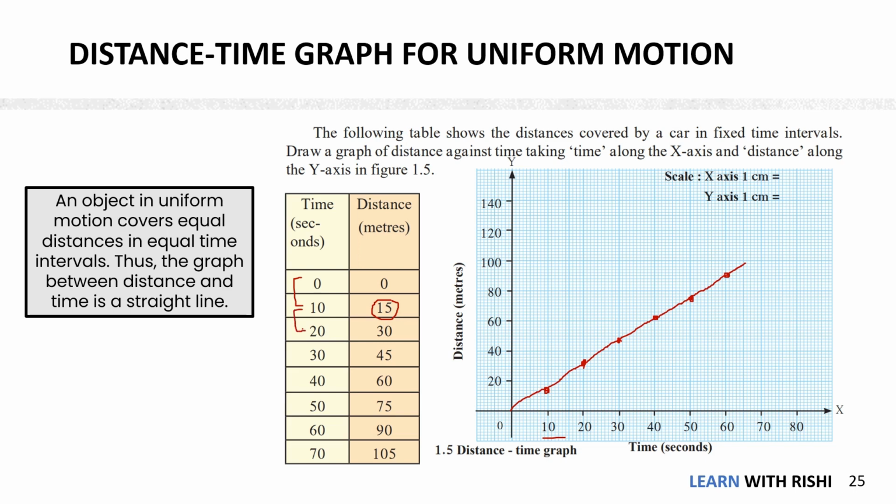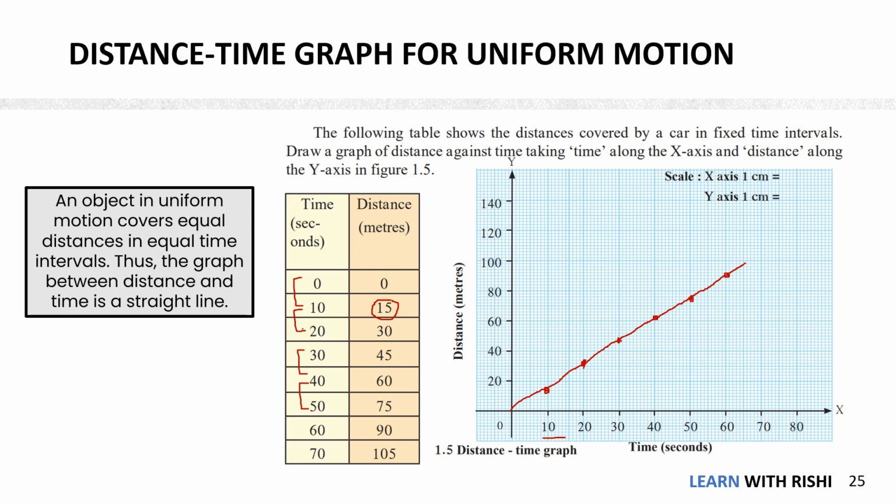Again from 10 to 20, the difference is again 10 seconds, and if you subtract 30 minus 15, the car again traveled an extra 15 meters. From 20 to 30, the time interval is again 10 seconds, and the car traveled from 30 to 45. Subtract 45 minus 30, again it is 15. So in the data, after every 10 seconds the car is traveling 15 meters. That's why our graph is a straight line. So the nature of the distance time graph for uniform motion is a straight line.